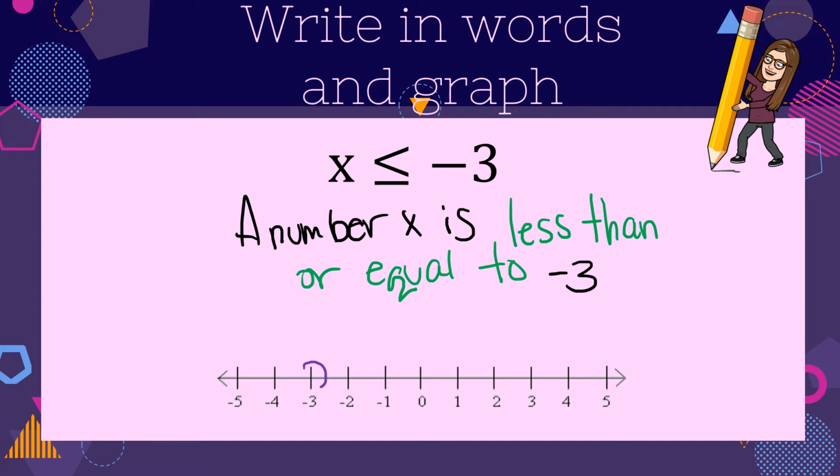This one, do you know, is going to be open or closed? It's going to be closed. When it's or equals to, when there's a solid line, we want a solid line. And the numbers that are less than -3 are -4, -5, -100. So we want to shade or draw to the left.